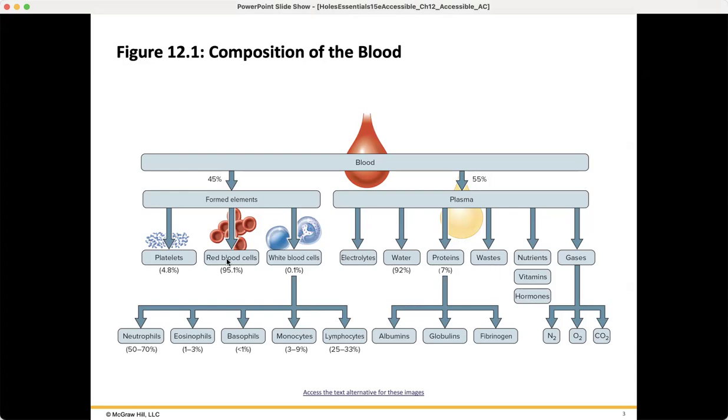And then you can see here that for the formed elements, most of a blood sample is red blood cells. About 5% are platelets, those fragments, and then a very small percentage are our white blood cells, but we are going to focus on our white blood cells, these different types that you see down here in detail.